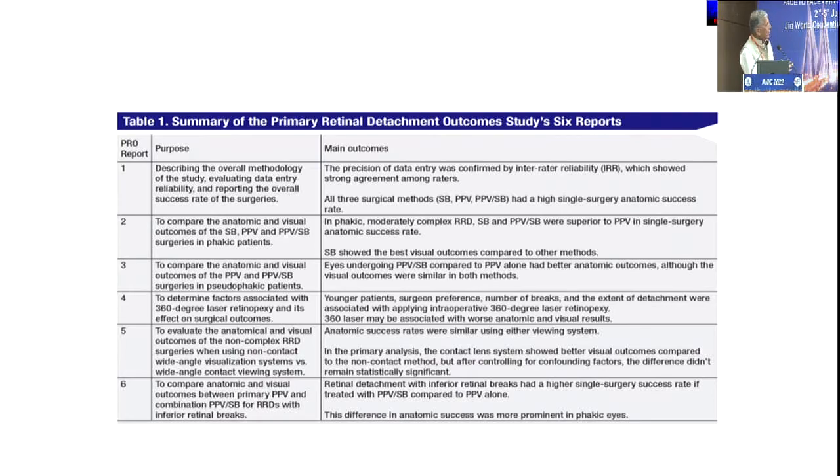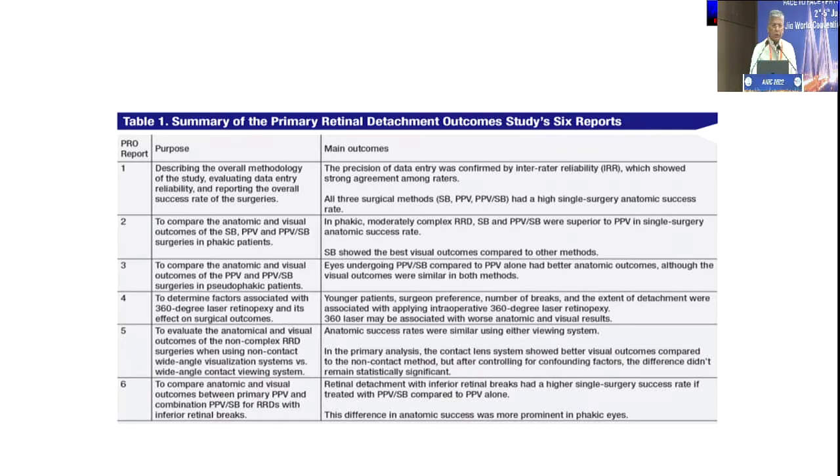Now, if you have to compare the two, then in phakic patients, as the second report shows, sterile buckle shows the best visual outcome compared to the other patients. Now, what about pseudophakic patients? Study report number 3 compares the anatomic and visual outcomes of PPV versus sterile buckle. Eyes undergoing PPV with scleral buckle had a higher rate of anatomic success, although the vision outcome was the same in both the patients.